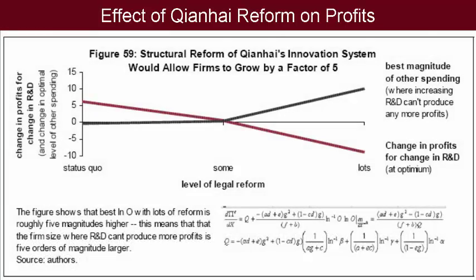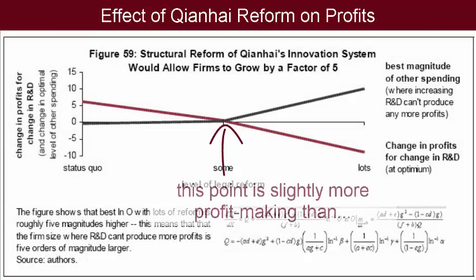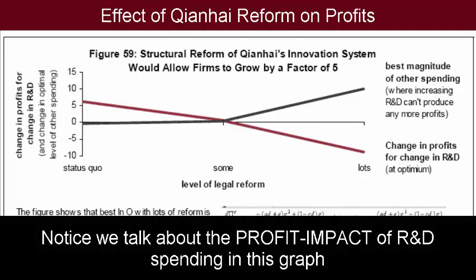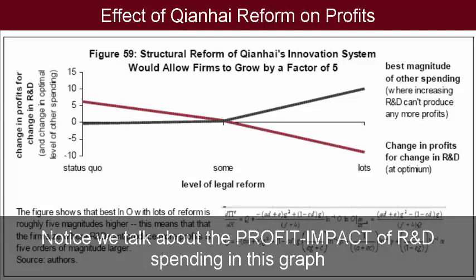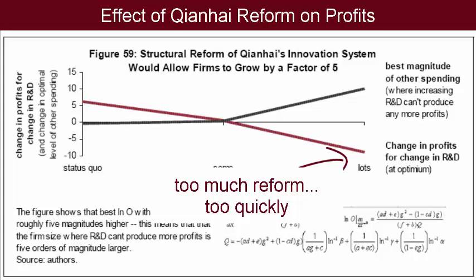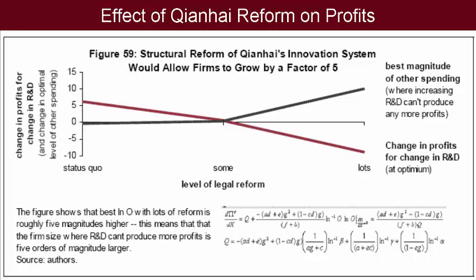We see naturally that there is some optimal level of legal reform, particularly when looking at Qianhai's out-of-equilibrium profits or looking at the short-term push in these companies' profitability. We see that large-scale legal reform would cause a certain amount of disorganization and disruption, which might eat into the profitability of such R&D spending.